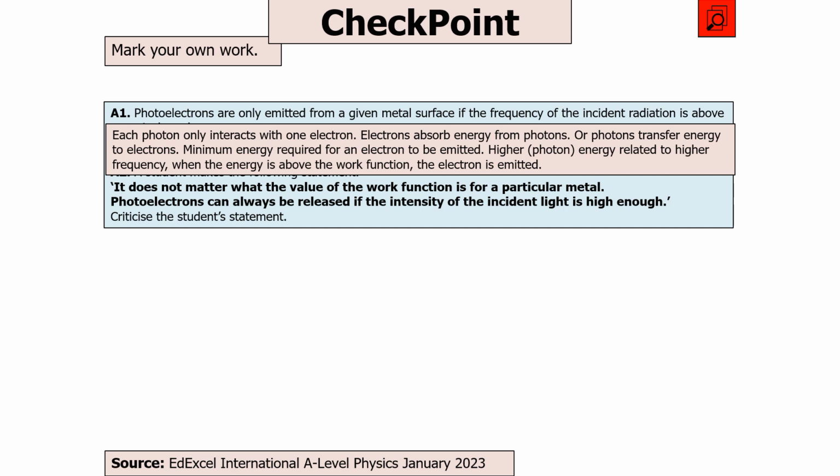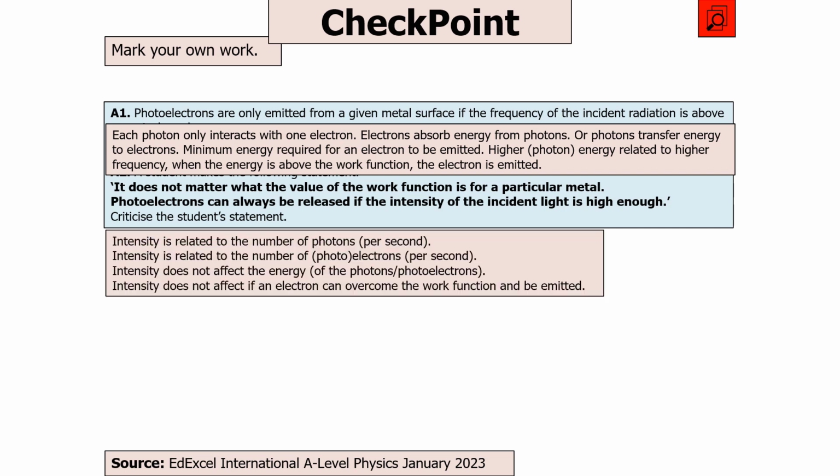Now the statement can't be right, because the intensity of the incident light relates to the number of photons which are hitting the surface per second. So therefore it is related to the number of photoelectrons emitted per second, but the intensity does not affect the energy of the photon, or then the photoelectron emitted. So therefore it doesn't affect whether an electron can overcome that work function and be emitted from the material.